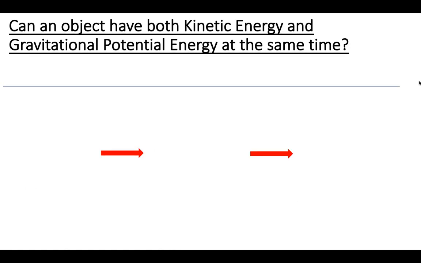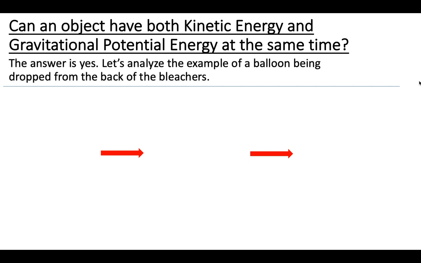Okay, so here's an important question. Can an object have both kinetic energy and gravitational potential energy at the same time? Is that possible? And the answer is yes. So what we're going to do is I already mentioned the example of dropping the balloon off the back of the bleachers. We're gonna break that down a little bit. Okay, we're going to analyze that and look at the different time intervals from beginning to end.